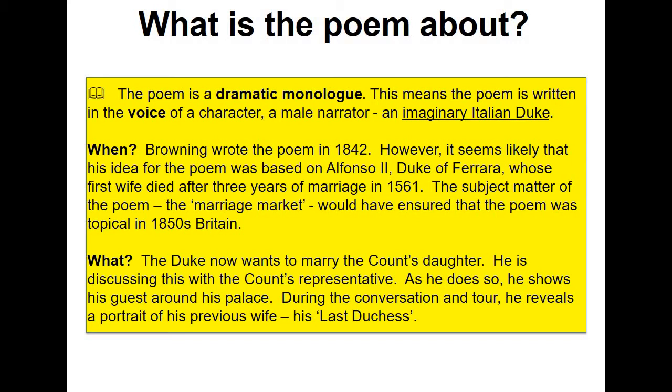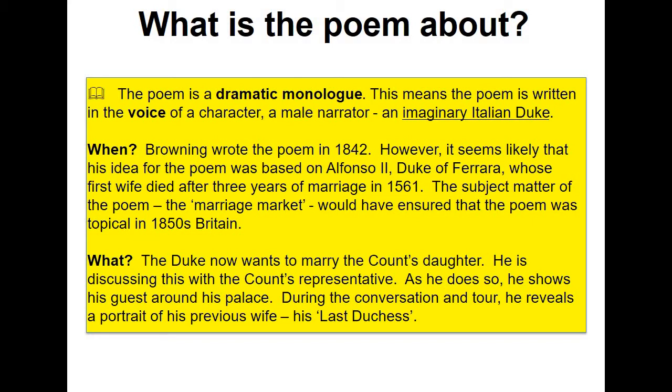However, it seems likely that his idea for the poem is based on Alfonso II, the Duke of Ferrara. That's a place in Italy. I think it's on the east coast, I think Ferrara is, whose first wife died after only 3 years of marriage. And this all happened in the 1500s, so around 1561. She was, if memory serves me correctly, only 16 when Alfonso the Duke married her.